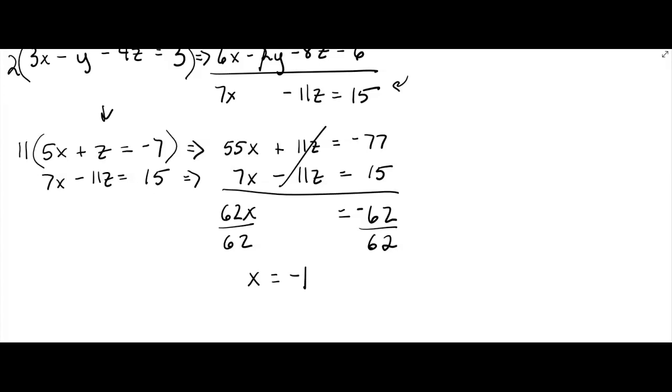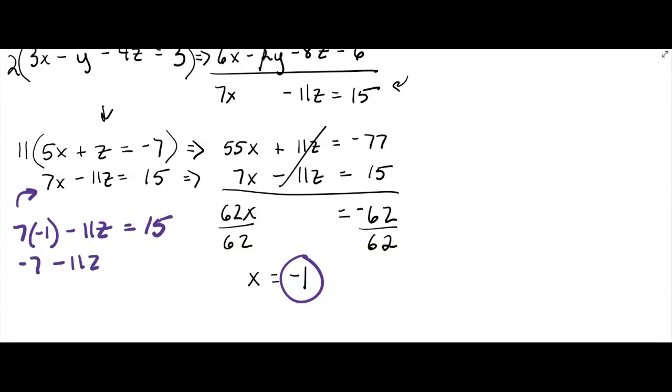So I'm going to take, let's see, I'll switch colors. Maybe that'll help. I'm going to take this equation right here and I'm going to plug in a -1 for x. So that's 7 times -1 minus 11z equals 15. I'm going to do some math. -7 minus 11z equals 15. I'll add the 7.